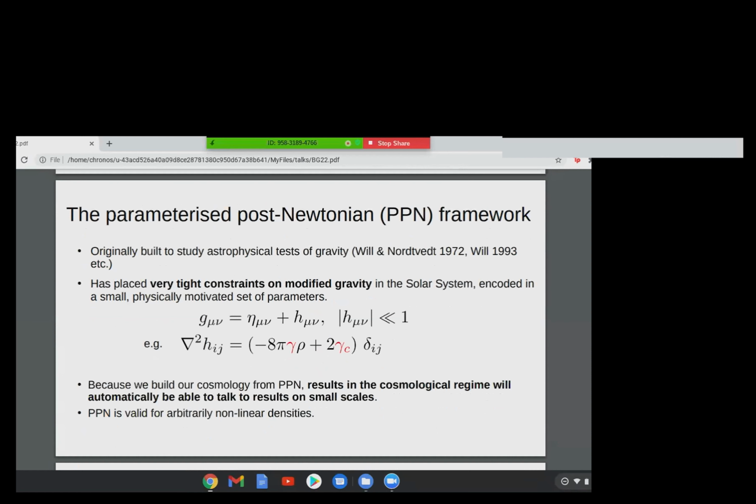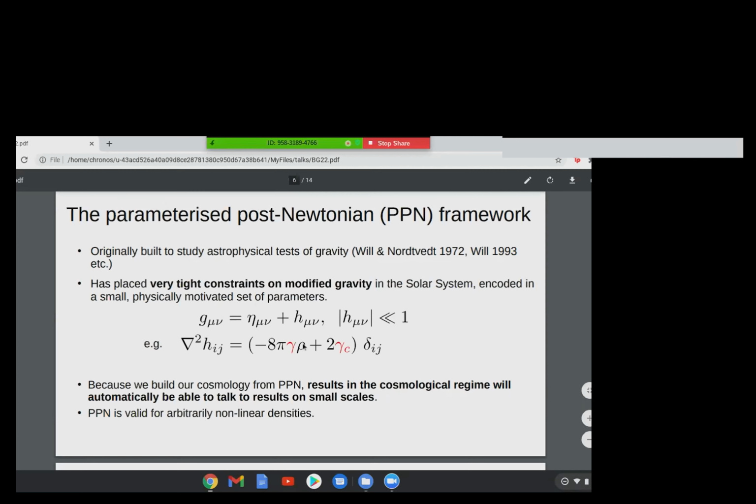So, what do we have to go on for this? Well, we know that such a framework does exist in the astrophysical regime. This is the PPN framework that was originally built to study astrophysical tests in the 70s, for example for things like the bending of light by the sun, or for the Shapiro time delay. What this does is it says that locally one can describe the space-time metric as equal to the Minkowski metric plus some small perturbation. And then those perturbations are related to, say, the matter content through a small set of physical parameters.